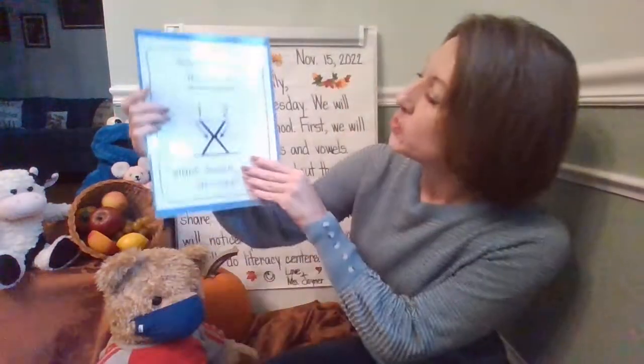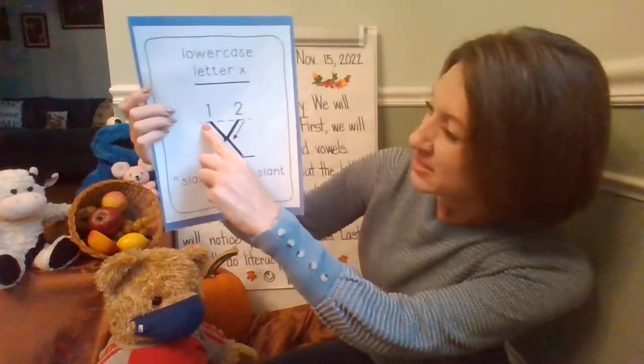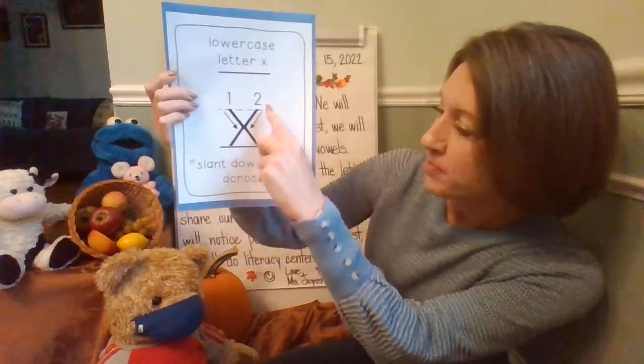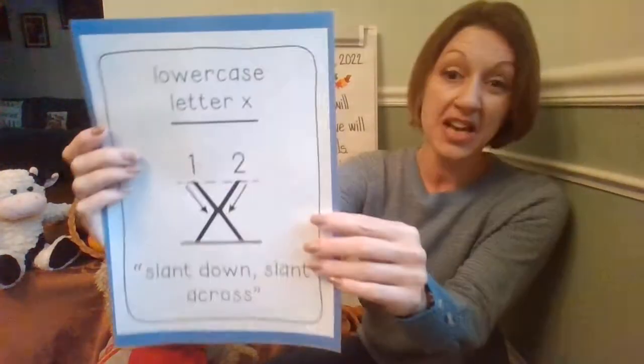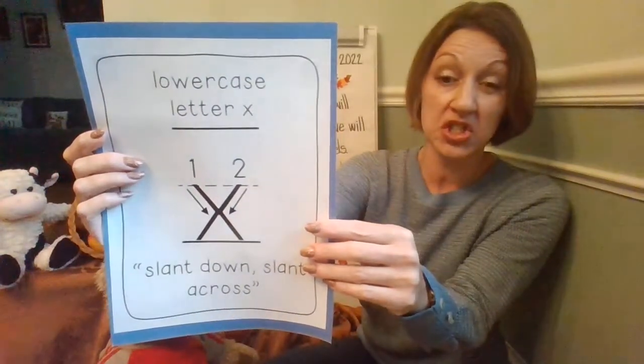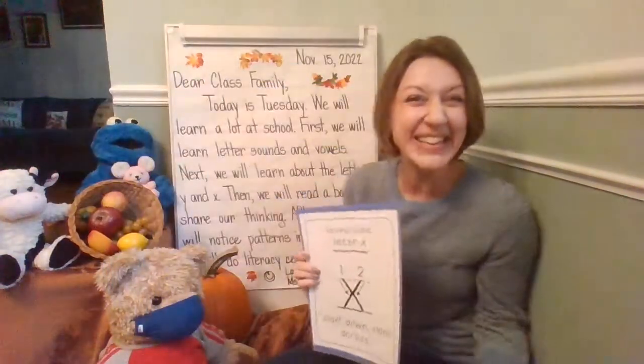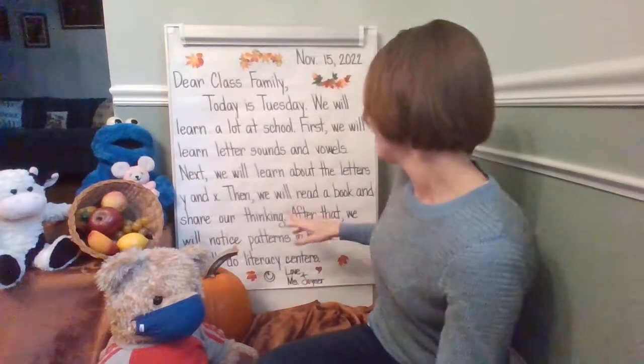When you do X, fox, x, remember, you are going to start at the plane line. Remember, that's the dotted line in the middle. Slant down, pick up, slant, and cross for X, fox, x. All right, let's see what else we're going to do today at school.